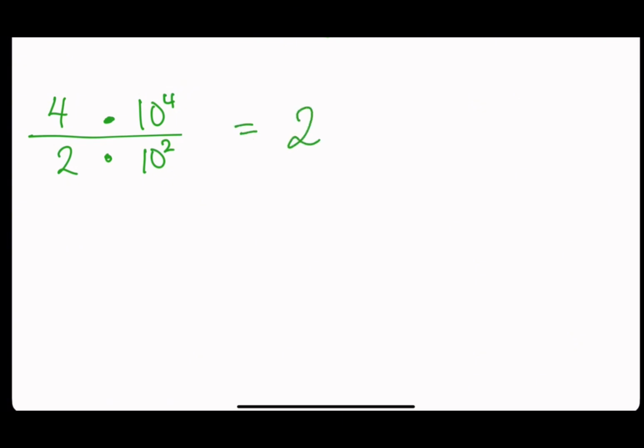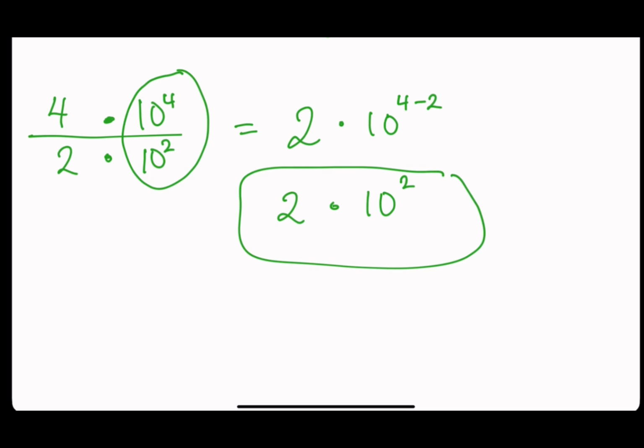You write 2. And you see the 10, because they have the same base. You see this? Guess what you do with this 10? You're going to say 10, then you're going to say 4 minus 2. And this is 2 times 10 to what? What's 4 minus 2? Second power. Second power.